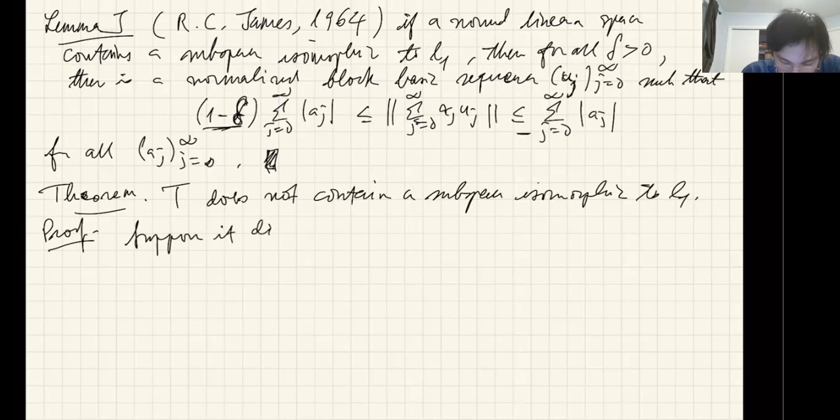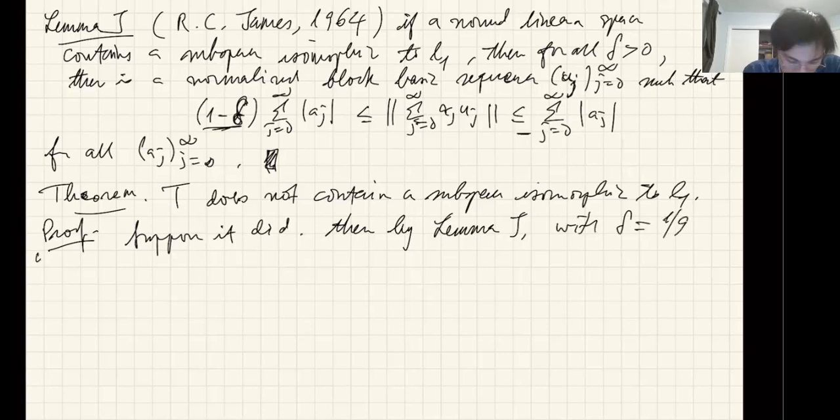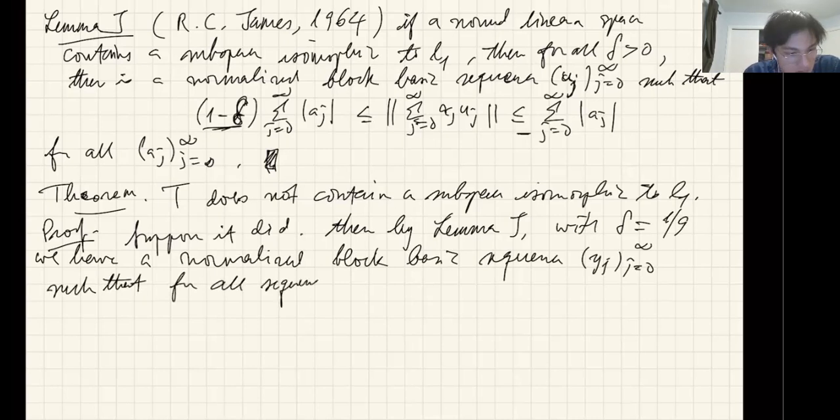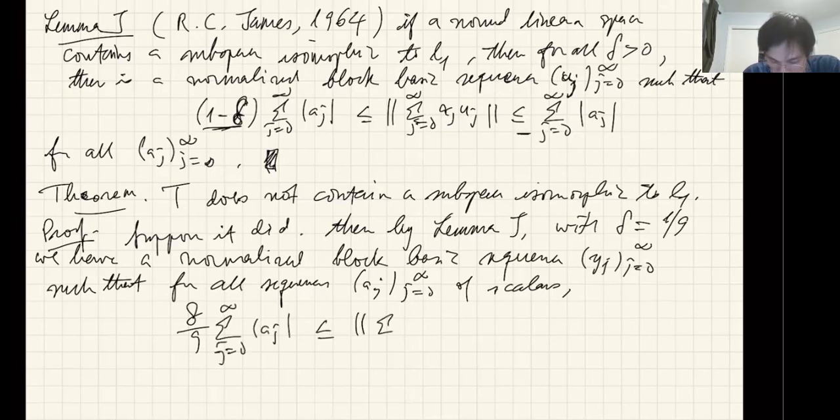Suppose it did. Then by lemma j, with delta equals, we'll pick a 9th, we have a normalized block basic sequence yj, j equals 0 to infinity, such that for all sequences aj, j equals 0 to infinity of scalars, we have 8 over 9, because that's 1 minus delta, times the sum of |aj| is less than or equal to the norm of the sum of aj yj, which is less than or equal to the sum of |aj|.